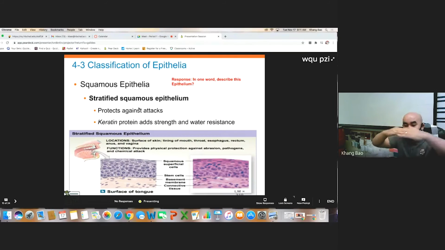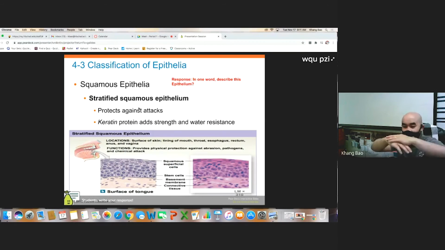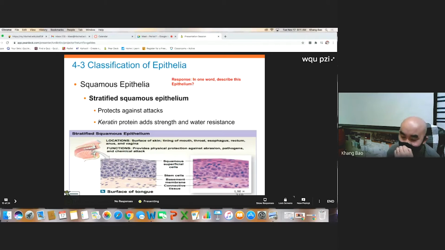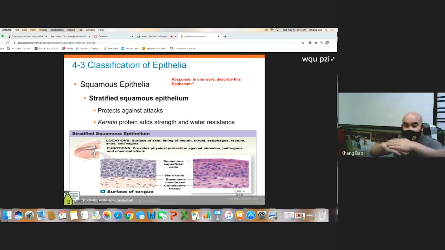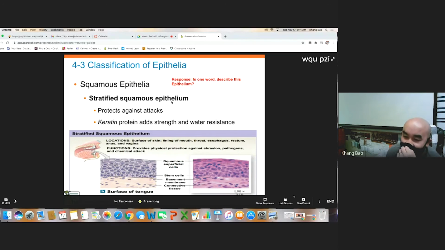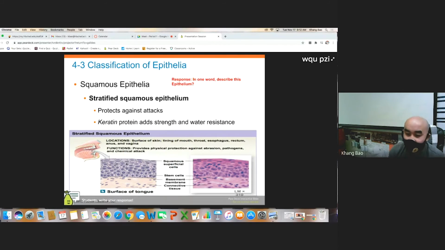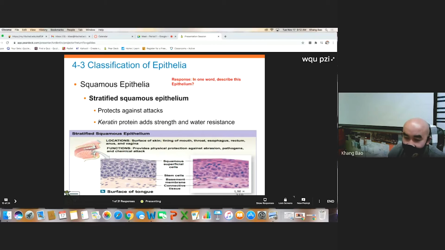Instead of one layer, you have multiple layers. When you have multiple layers, it means it's thick, right? Stratified squamous epithelium is more for protection against attack, like your tongue. Your tongue has stratified squamous epithelium because your tongue is in contact with a lot of food, right? So you want to have multiple layers, so in case some layers are scraped off, you have other layers.